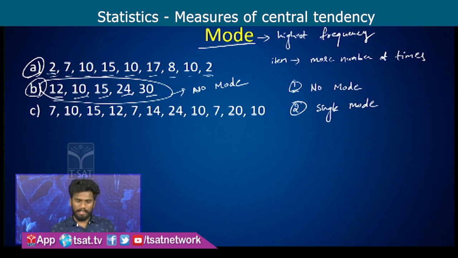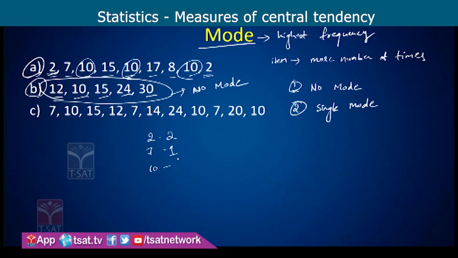How many times does 2 repeat here? 2 repeats 2 times. The 7 is repeating only 1 time. The 10 is repeating how many times? 1, 2, 3 times. The remaining everything is repeating only one time. 8 is also repeating only 1 time, 17 repeating 1 time, 15 repeating 1 time. So 10 is repeating 3 times. So 10 is our mode here. 10 is the mode in the A bit.